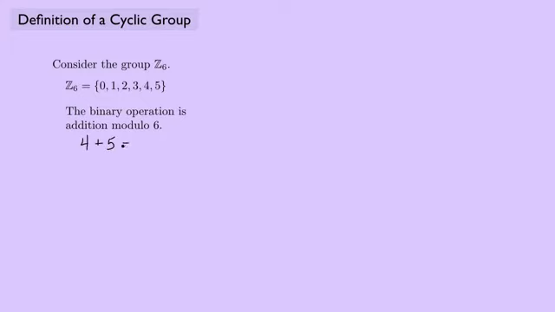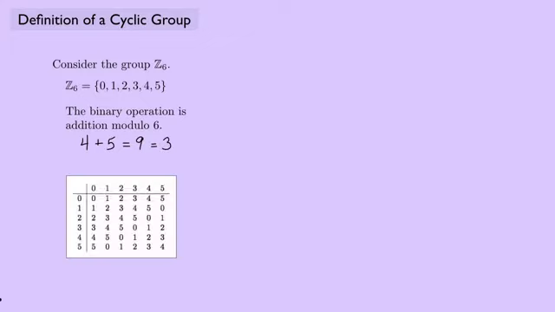Consider the group Z6. Z6 consists of the integers 0, 1, 2, 3, 4, and 5. And the binary operation is addition modulo 6. So, for example, if we wanted to compute 4 plus 5, normally you would say 4 plus 5 is 9, but 9 mod 6 is the same thing as 3. Here's the group table for Z6, and we can confirm that 4 plus 5 is indeed 3.